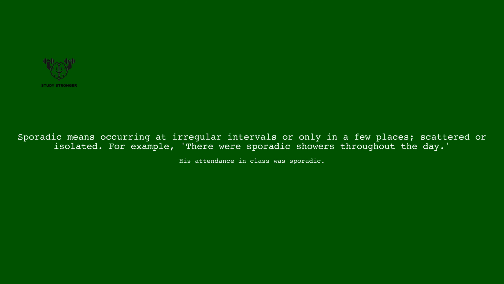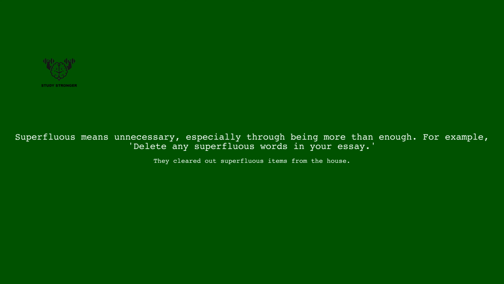Sporadic. Sporadic means occurring at irregular intervals or only in a few places, scattered or isolated. For example, there were sporadic showers throughout the day. Superfluous. Superfluous means unnecessary, especially through being more than enough. For example, delete any superfluous words in your essay.